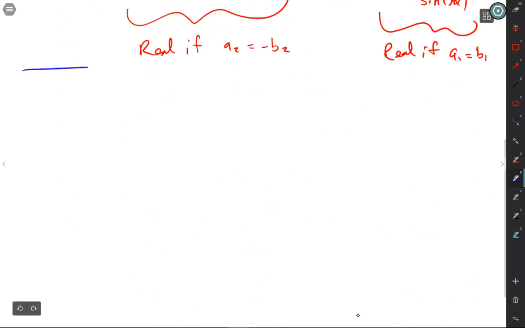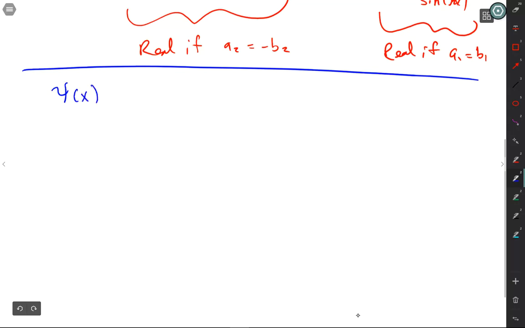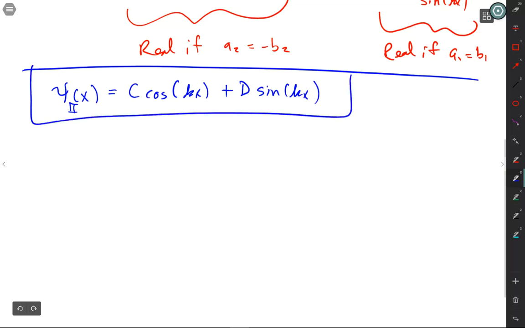So now let's get to what we have. We have psi of x, and I better put the region 2, because this is only the region 2 solution, is equal to c cosine of kx plus d sine of kx. So we have this solution, and now we go for the next step.